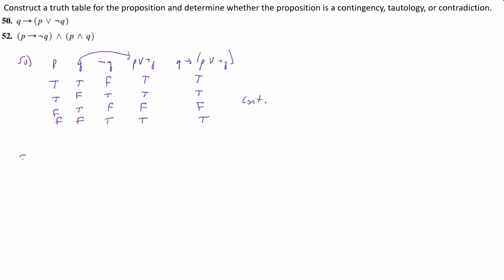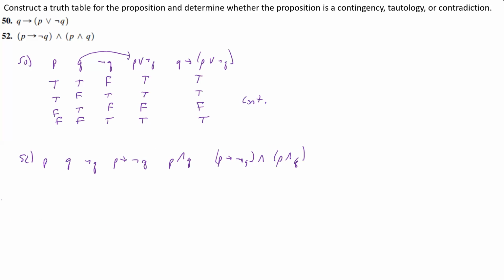All right, so how about 52? All right, so 52, what are we going to need? We're going to need a P, we're going to need a Q, we're going to need a not Q, and we're going to need everything in parentheses. So we'll need a P then not Q, and then we're going to need a P and Q, and then we're going to need the P then not Q, and then the P and Q.